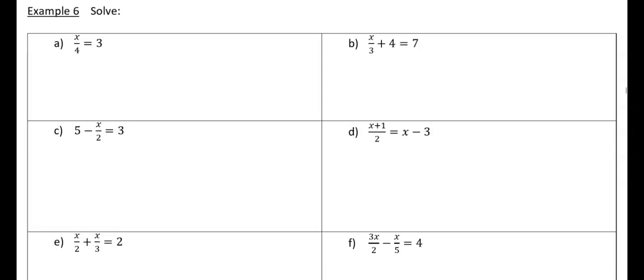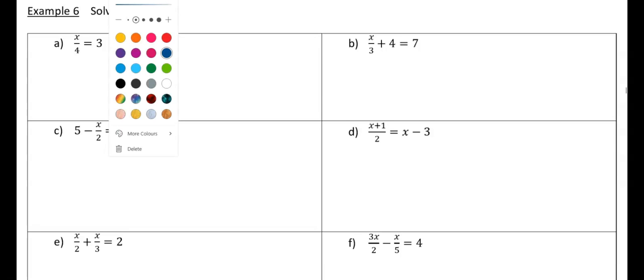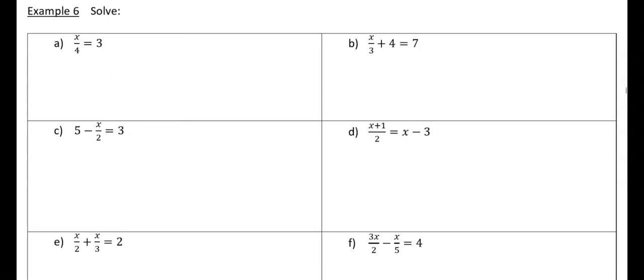Okay, we're going to look at how we solve some equations which involve fractions in various forms here. So in the first one, we have x being divided by 4 is equal to 3. I'm going to show you two ways of doing this, and then I'll tell you which was my preferred way of doing it. So we have x over 4 and we have 3. And what you could do is times both sides by 4.